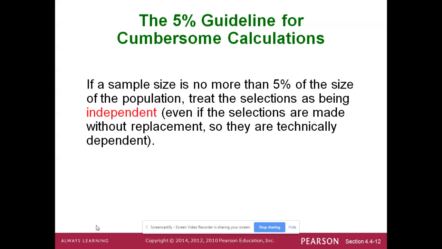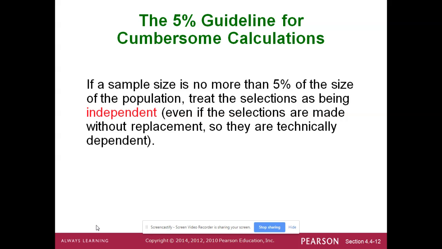If I don't replace it, normally I would say it's 7 out of 14 because I didn't replace the girl that I selected first. But because our sample size is less than 5%, I'm going to treat them as independent. I'm going to treat it as if I did replace that girl, because my sample size is less than 36. 5% of 721 is 36 point something, so 36 people. We've got less than 36 in here. So that's one of those scenarios where the sample I'm drawing my probabilities from is less than 5% of the population for the school.